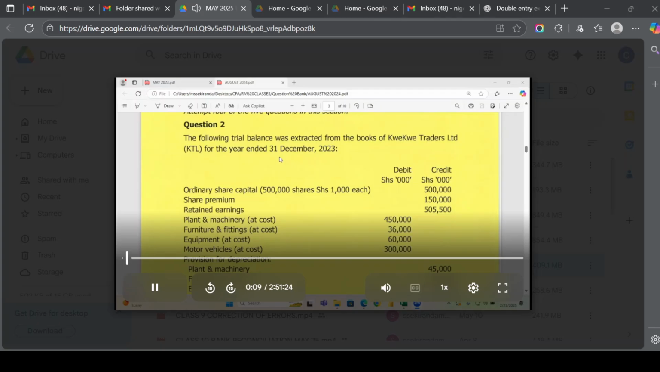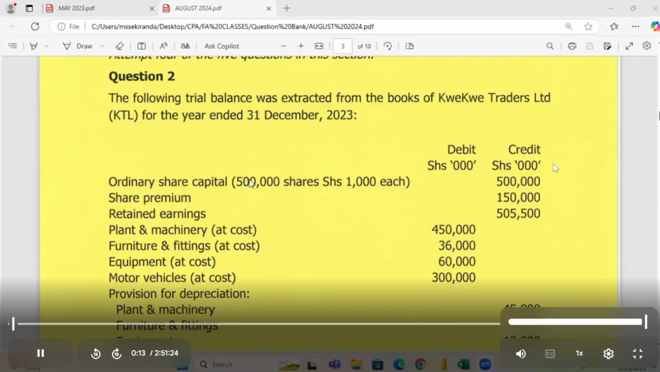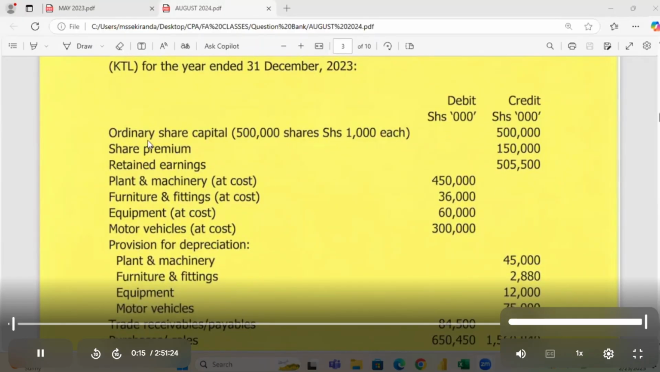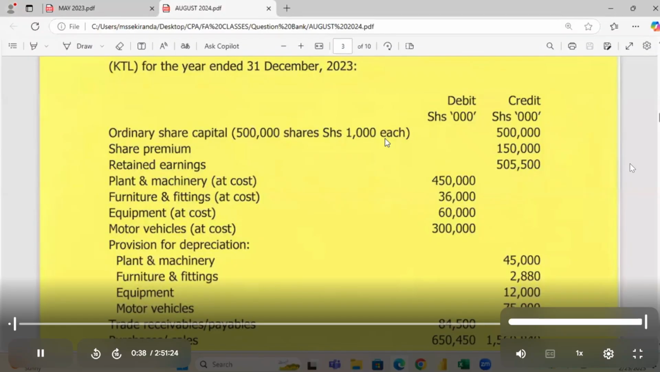TL for the year ended 31st December 2023. So they are giving us a trial balance. We have ordinary share capital, and it is 500,000 shares, each at 1,000, making 500 million, okay? So when you multiply 500,000 shares times 1,000 each, you get 500 million. So the 1,000 shillings is what we call nominal value. Share capital is stated at nominal value in the balance sheet.